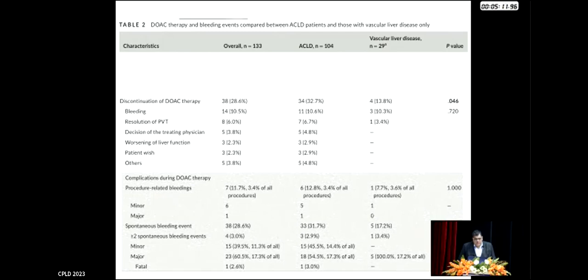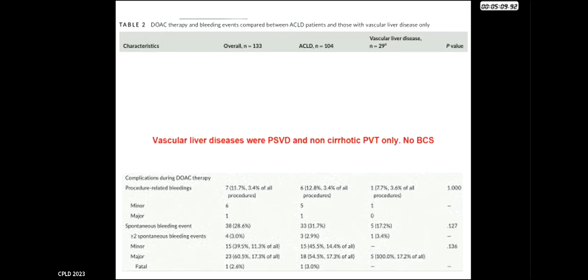same as 3.6%. But the important thing in this study was the vascular liver diseases were PSVD and non-cirrhotic portal vein thrombosis. There was no BCS, there was no cirrhosis with PVT. And therefore, we should not apply this data of safety and efficacy in this study by just looking at the abstract. Look at the abstract, it is grossly misleading. There was no Budd-Chiari syndrome, there was no cirrhosis with PVT in this study in the vascular liver disease group.